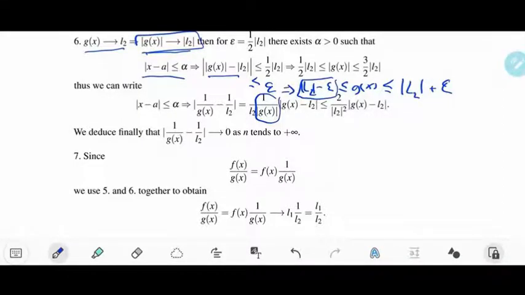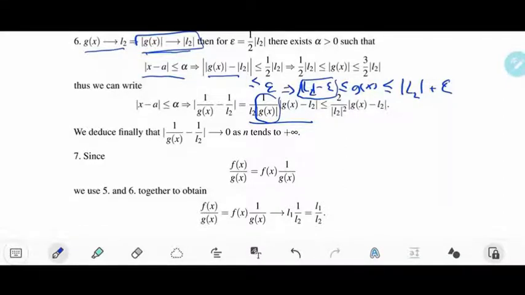So I will take epsilon, something that suits me. If I take epsilon as being L2, for example, this lower bound will be 0, and it will be problematic for the last inequality in here, because we have 1 over g. So I should not take it equal to L2. Let's take it half L2.